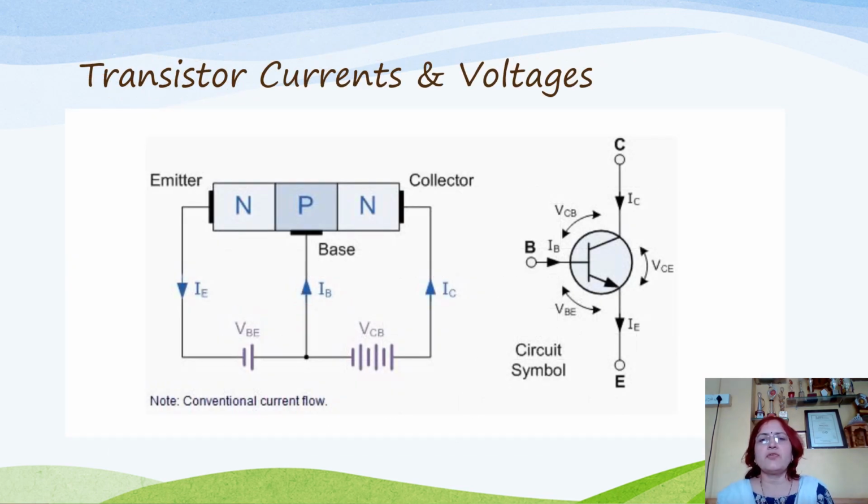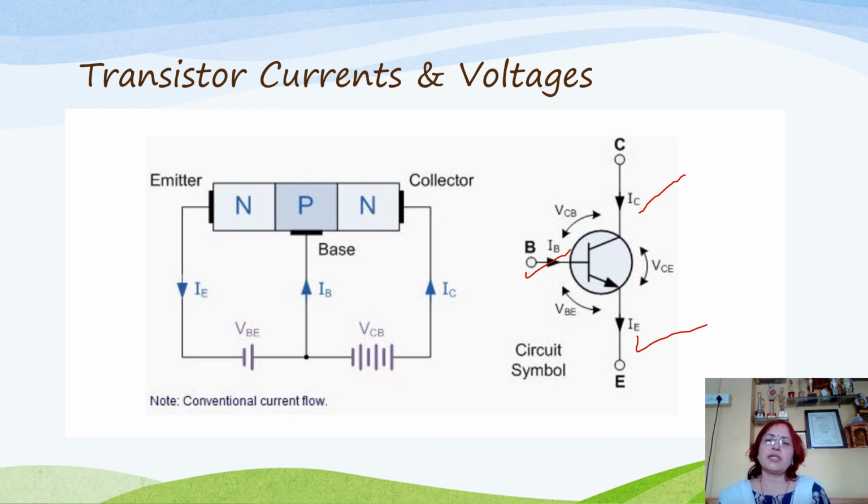Transistor currents and voltages. There are three types of transistor currents. First one is collector current IC, second one is base current IB, and third one is emitter current IE. So these are the three types of transistor currents. Please note that emitter current IE is always equal to collector current IC plus base current IB.